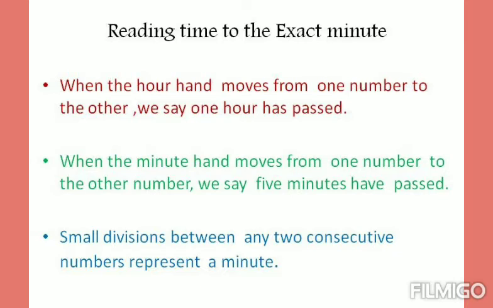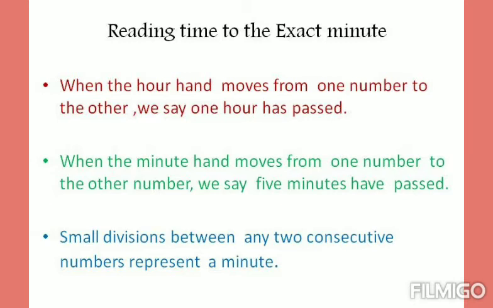Reading time to the exact minute. When the hour hand moves from one number to another number, we say that 1 hour has passed. Similarly, when the minute hand moves from one number to another number, we say 5 minutes have passed. Okay. And the small divisions between any two consecutive numbers represent a minute.